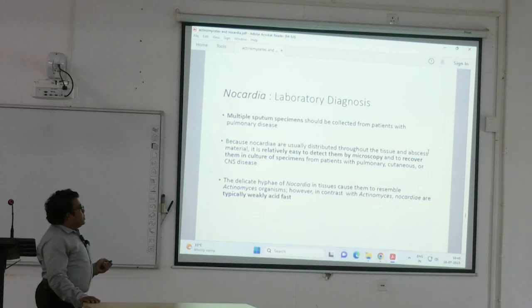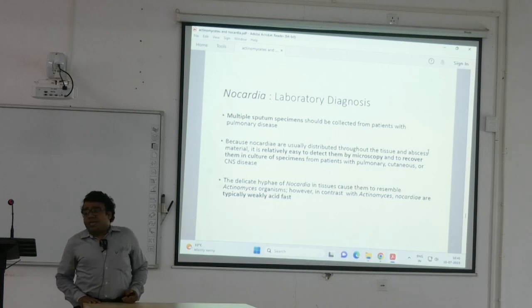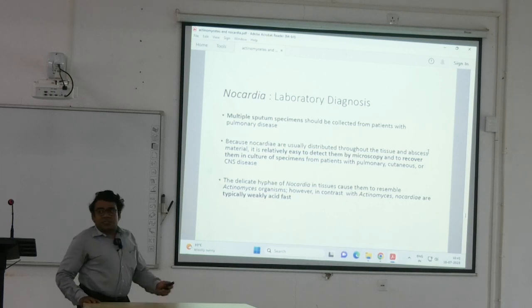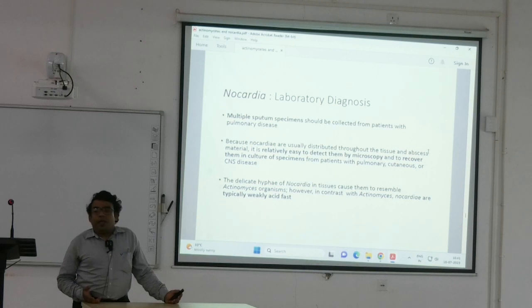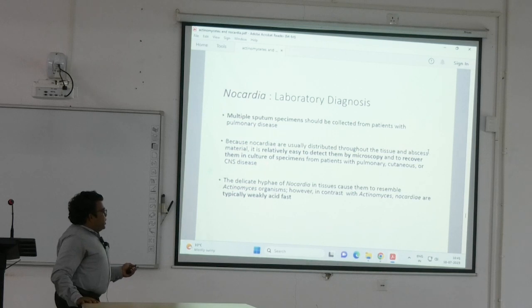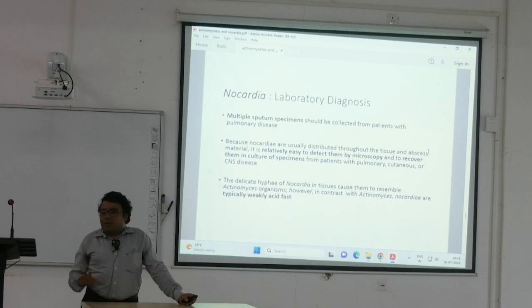Now coming to the laboratory diagnosis, what would be the sample? Obviously, if it is a bronchopulmonary disease, we need multiple sputum samples, because the load of the organism is not very high. So multiple samples are required. If it is an abscess, obviously a pus sample would be required, and if it's a cutaneous lesion, a lymph node aspirate may also be required. Now, what will we try to detect? Remember, it would be a gram positive filamentous bacteria which is weakly acid fast.